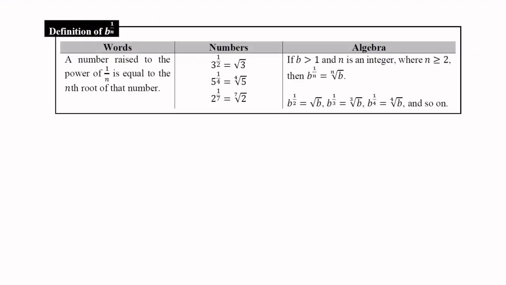So here's the definition of b to the 1 over n. A number raised to the power of 1 over n is equal to the nth root of that number. So for example, you see that 3 to the 1/2 is the square root of 3. 5 to the 1/4 is the fourth root of 5. 2 to the 1/7 is the seventh root of 2.